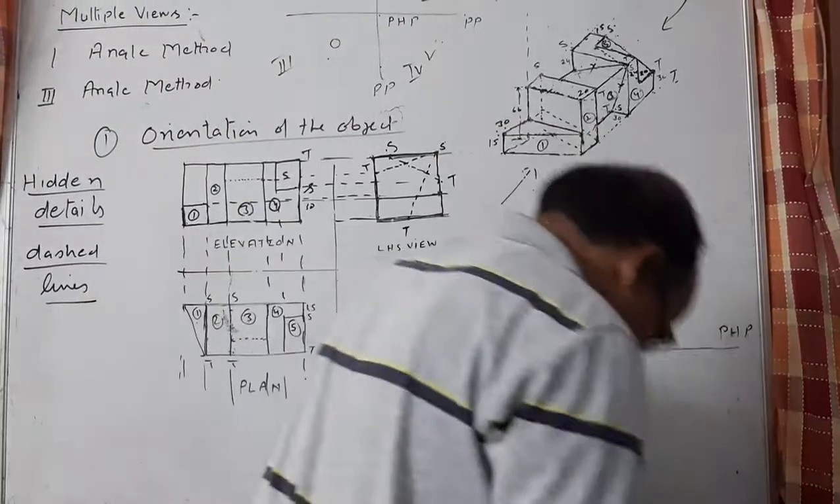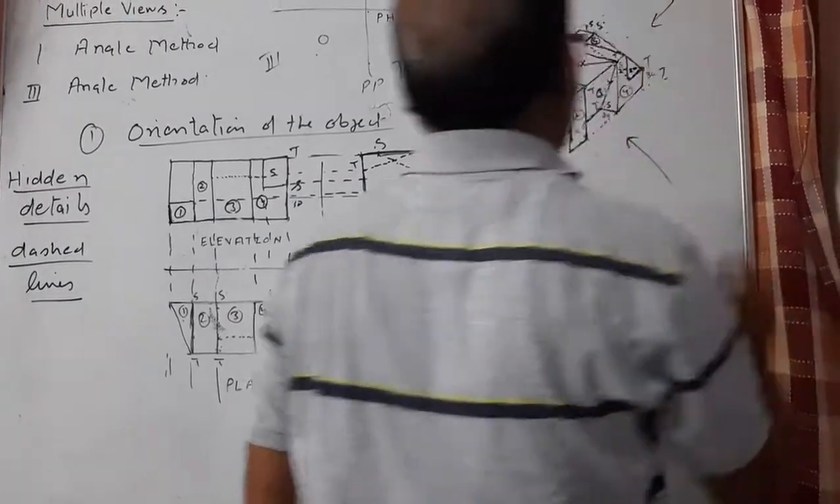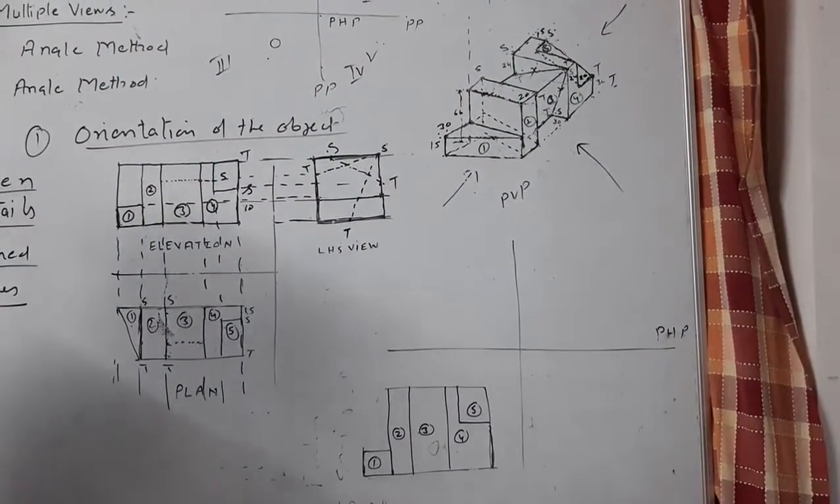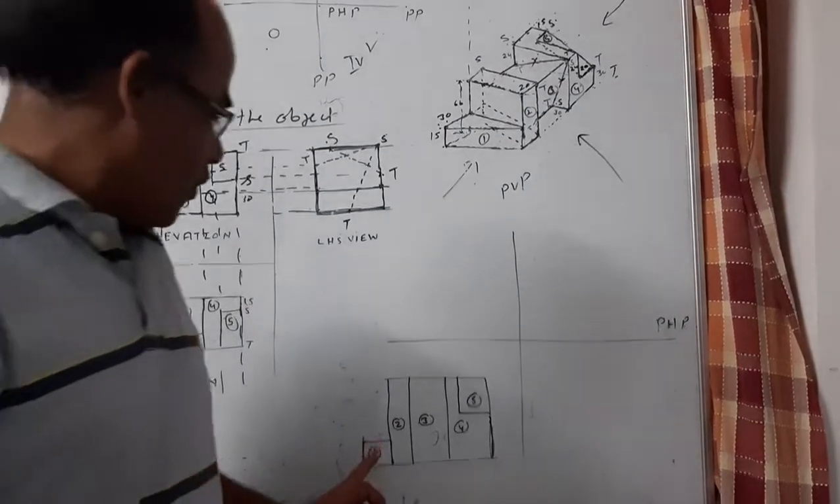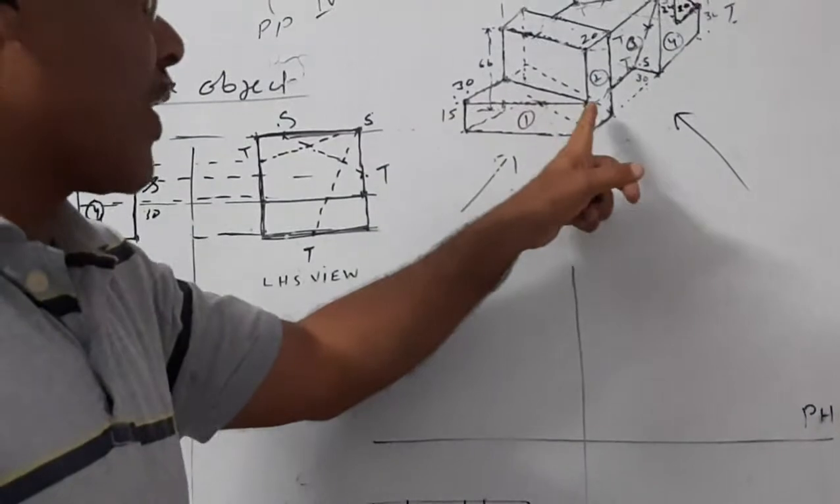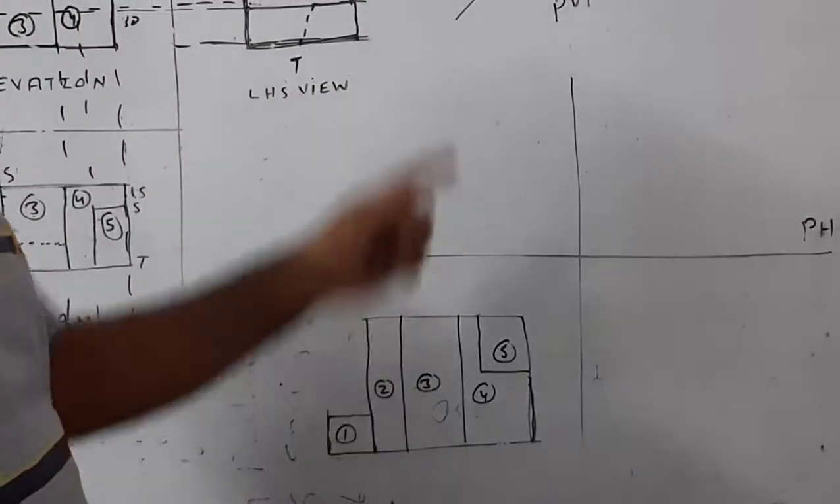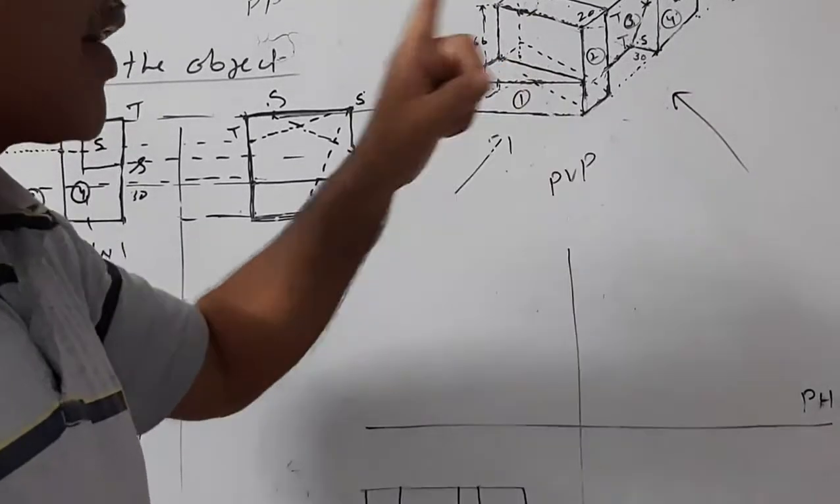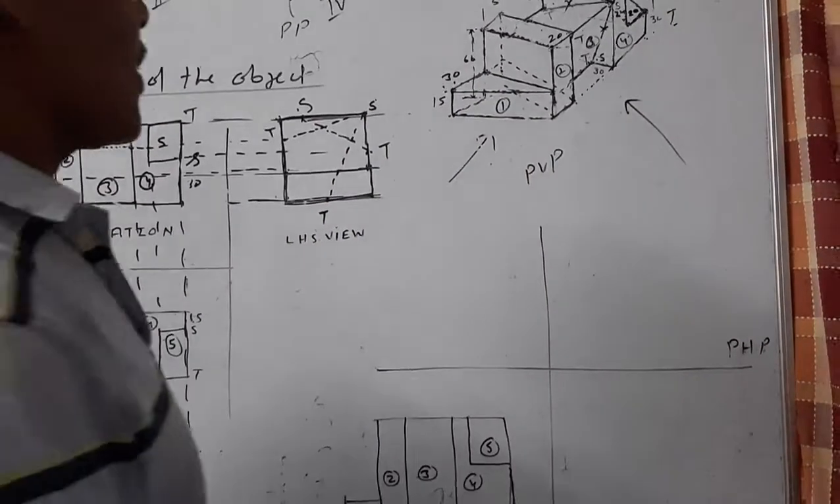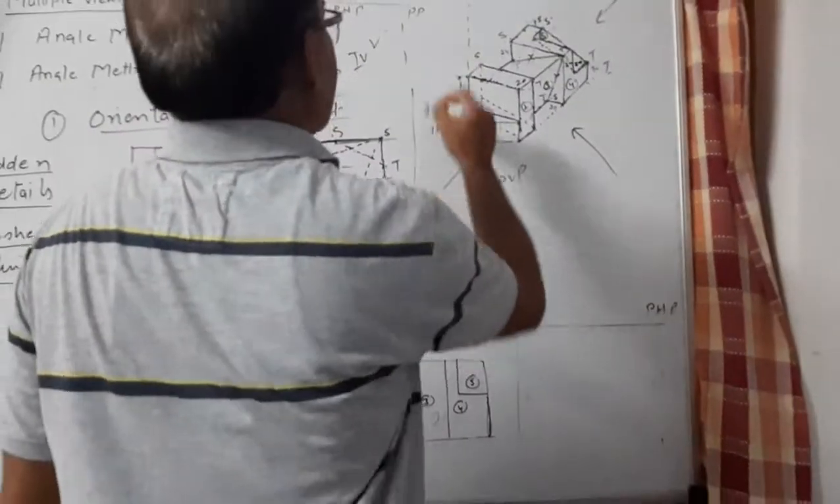If I am viewing the object from this side only, which I had selected for first angle method of projection also. So for one surface, these two lines of this surface are parallel to the projection planes, so they would be in true lengths. These two lines are inclined to the projection plane, and hence they would be projected there foreshortened.